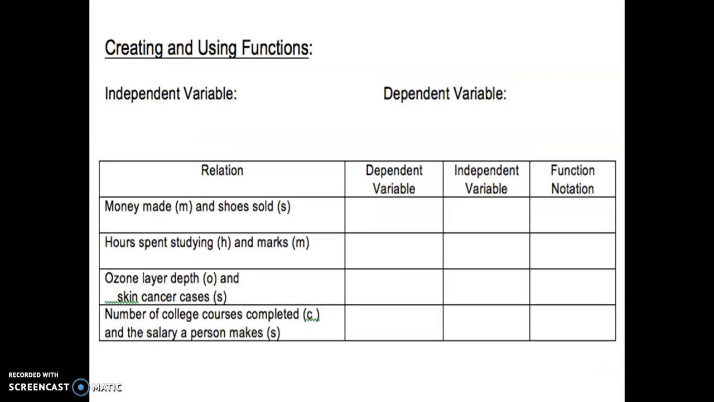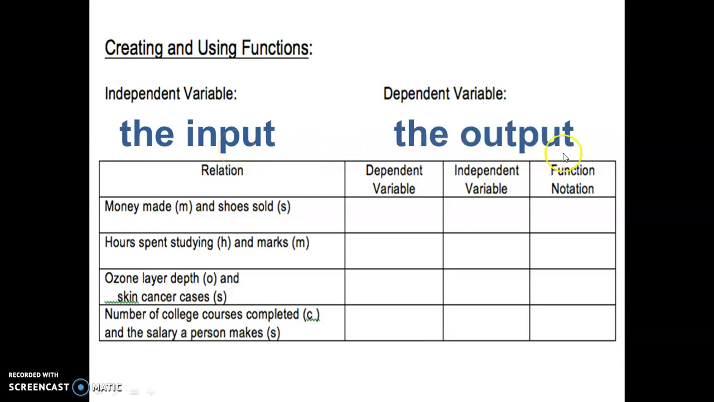Beginning here. First of all, you should know that when you're creating and using functions, the independent variable is also known as the input, and the dependent variable is known as the output. Here are some examples of relations.